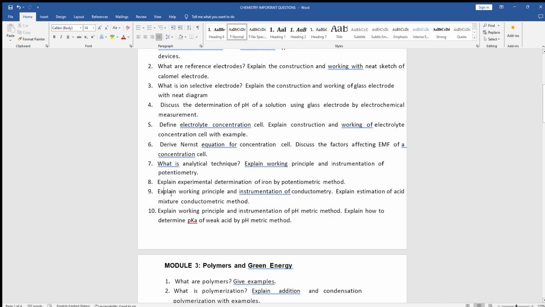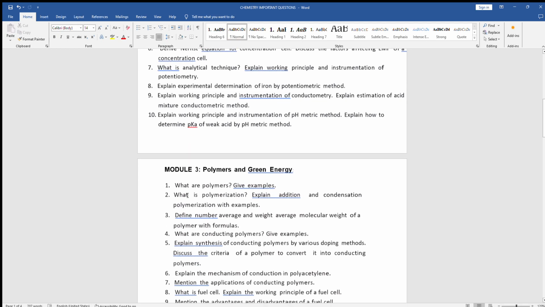Ninth one, explain working principle and instrumentation of conductometry. Explain estimation of acid mixture by conductometric method. 10th one, explain working principle and instrumentation of pH metric method. Explain how to determine pK of a weak acid by pH metric method.